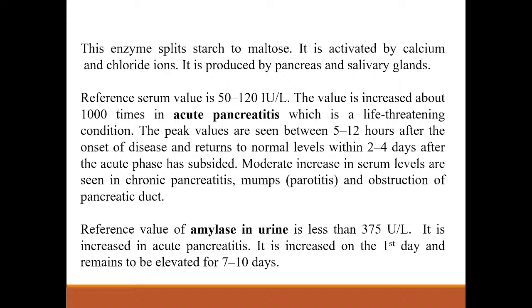Reference value of amylase in urine is less than 375 units per liter. It is increased in acute pancreatitis, rising on the first day and remaining elevated for 7 to 10 days. That is important. A patient with severe pain goes to a clinician, and if you get an elevated amylase for a long time, you can understand there is a chance of pancreatitis. But amylase with lipase is important for the diagnosis of pancreatitis.